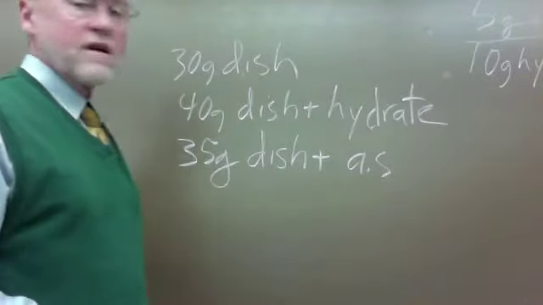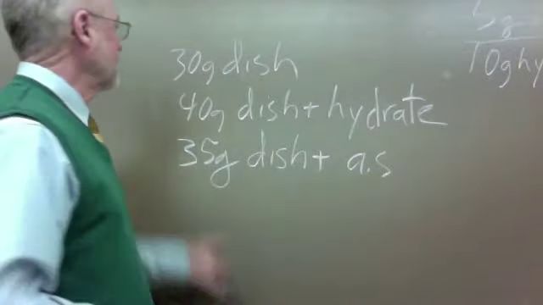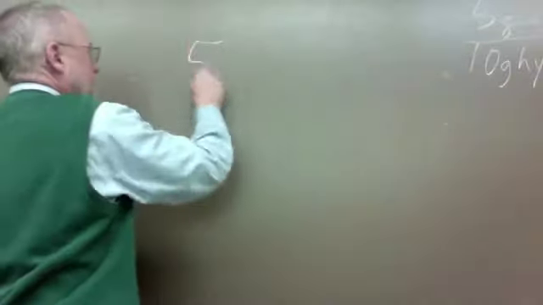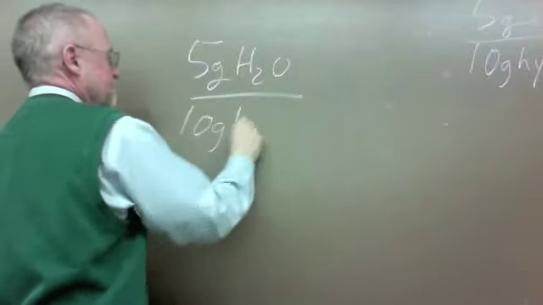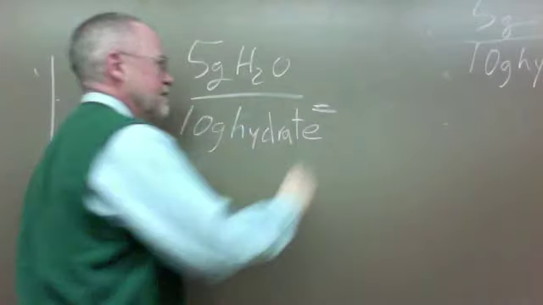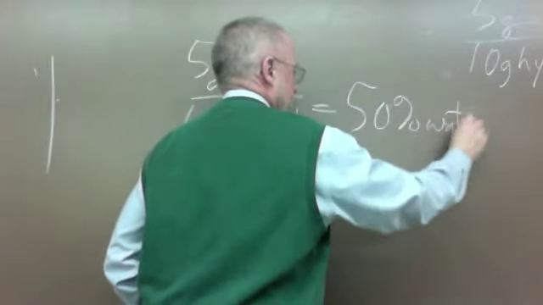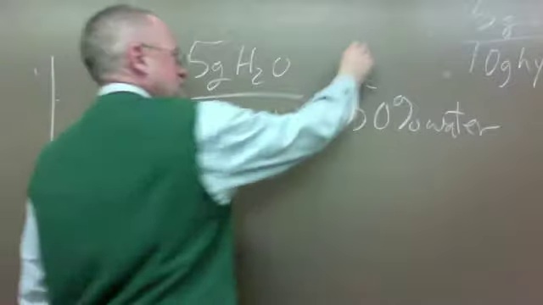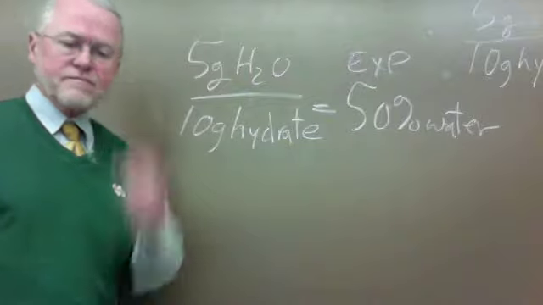Now, I'm just kind of got off the board here a little bit, but here, I'll just transfer it over here. So I got 5 grams of water over 10 grams of hydrate. And so that means this hydrate is 50% water. The hydrate is 50% water. And that would be my experimental value. Okay? That's what I got from the lab data.